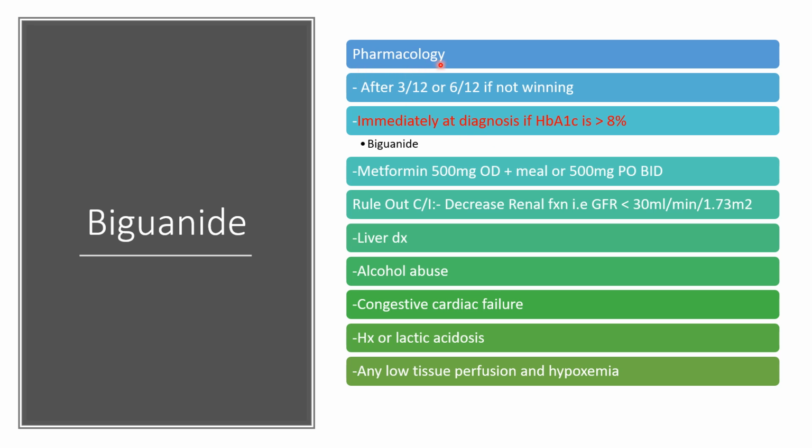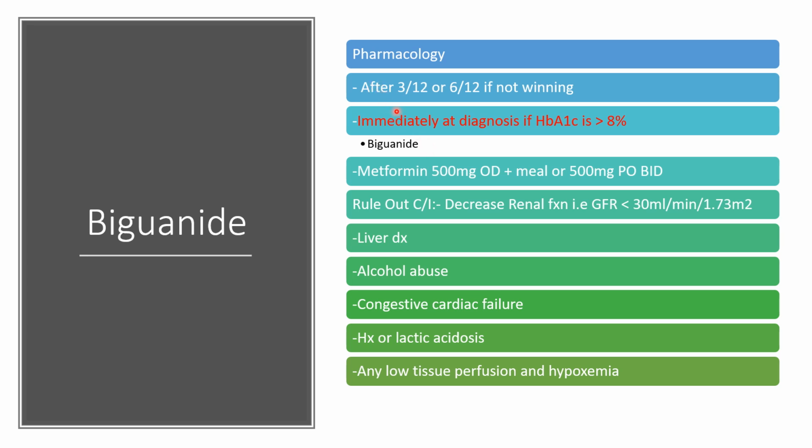Now, pharmacology. You could see by going ahead here. After 3 months or 6 months maximum, if we are not winning with lifestyle changes in type 2, or if on the day we assay for the glycated hemoglobin A1C, the value is greater than 8%, then we will start medications right away. Let me explain.